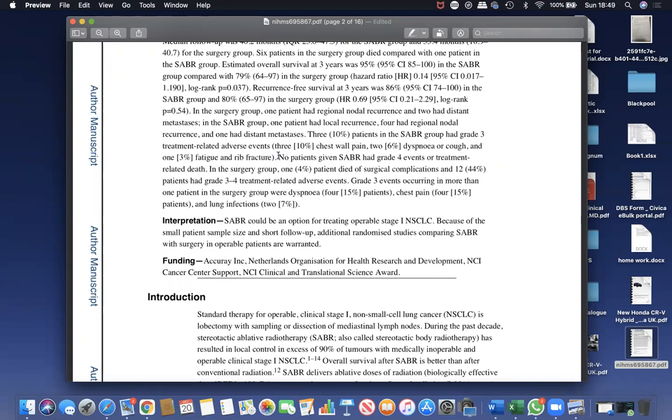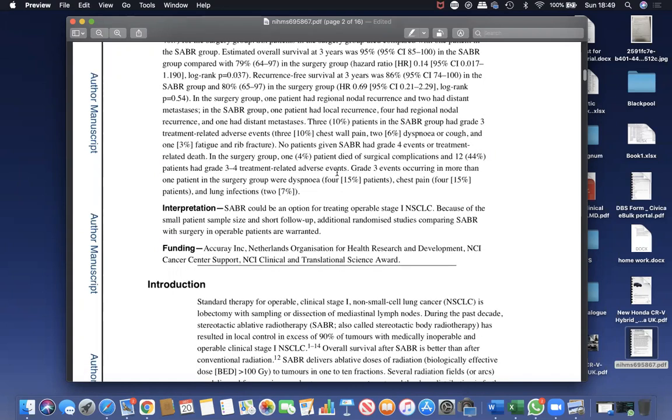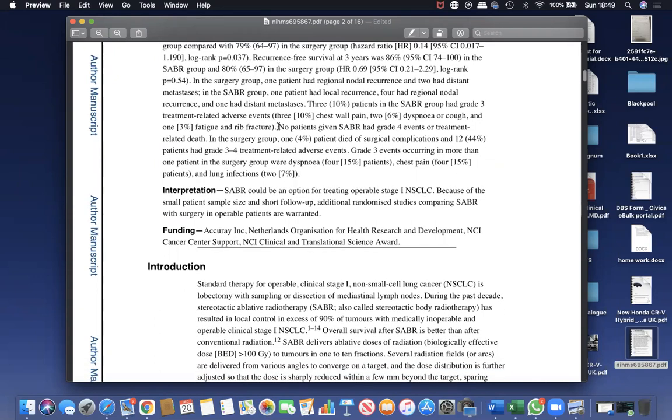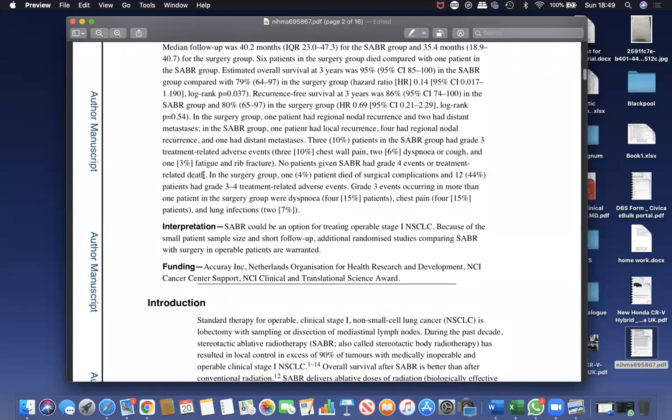If a lung cancer patient comes and tells me, if I've operated and he says I've got chest wall pain, that's different. I can accept that. But if I've not operated, he's had SBRT, why the hell should he get chest wall pain? I'm not clear about it. Okay, next line. No patients given SABR had grade 4 events or treatment related deaths, sir. Okay. No big deal about it.